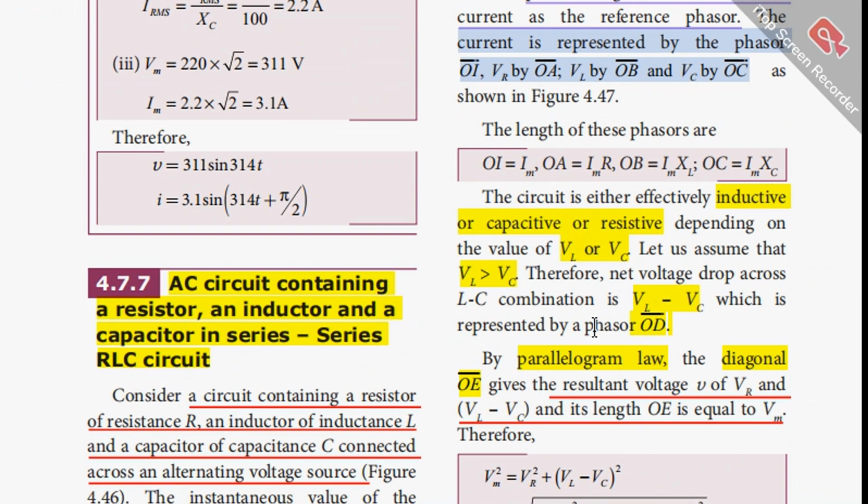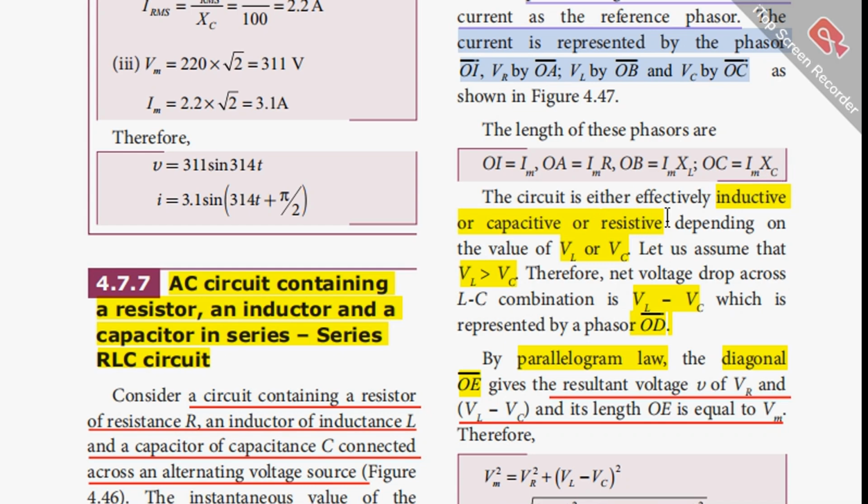And here we can calculate the lengths of these phasors, which are given by OI equal to Im, OA equal to Im R, OB equal to Im XL, and OC equal to Im XC. So R is the resistance, XL is the inductive reactance, and XC is the capacitive reactance. These all have the same unit, ohm: XL is the inductive reactance and XC is the capacitive reactance.